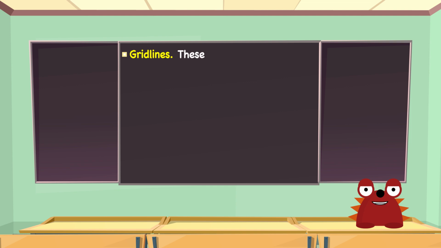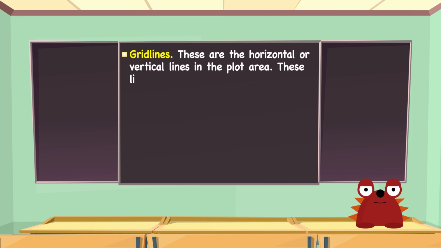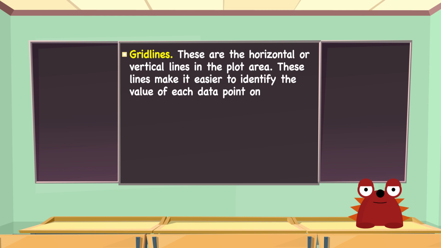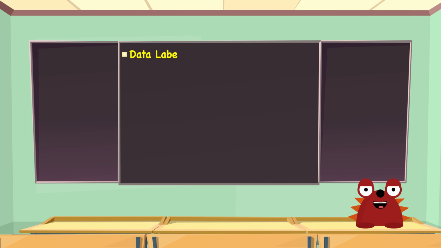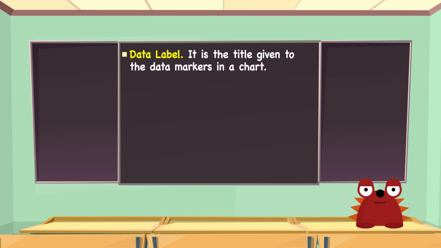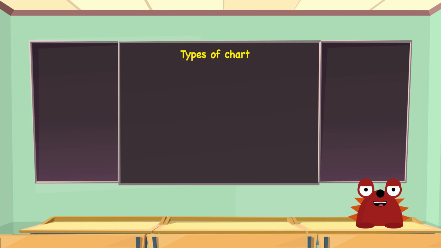Grid lines are the horizontal and vertical lines in the plot area. These lines make it easier to identify the value of each data point on the chart. And data label is the title given to the data markers in a chart. Let's proceed by learning about the different types of charts.